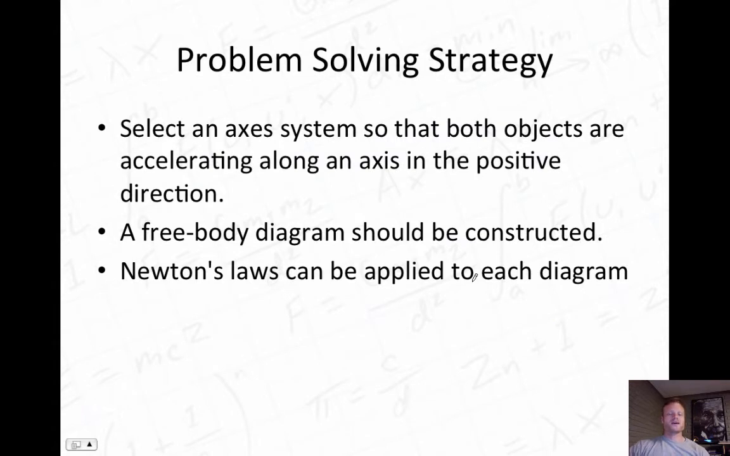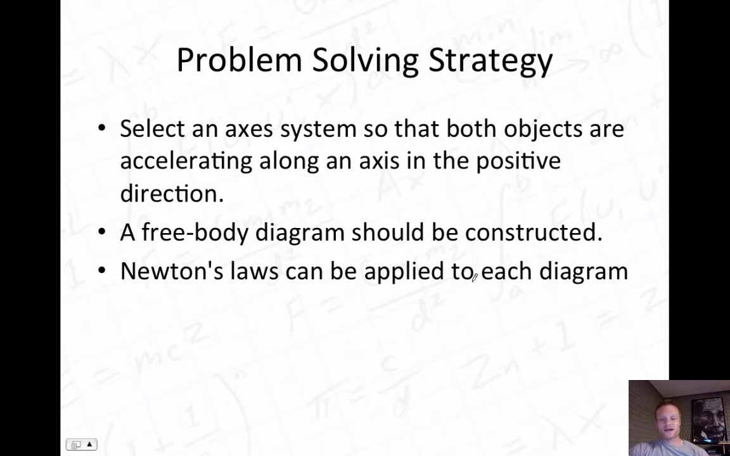Some strategies for solving problems with Atwood machines basically involve selecting an axis system so that both objects accelerate along an axis in the positive direction. So in the previous picture, I would have picked gravity going down as positive, because that's the direction it's going to accelerate. We know that block is going to move down, and that will be positive. And for the other block, the one sitting on top of the table, when it moves to the right, I would have said that's a positive direction. That just makes the numbers easier. If you start using negatives, it gets a lot more tricky. So try your best to use positive numbers as much as possible.